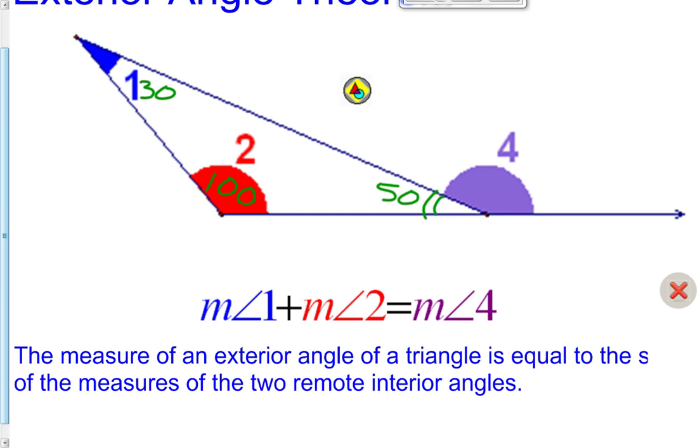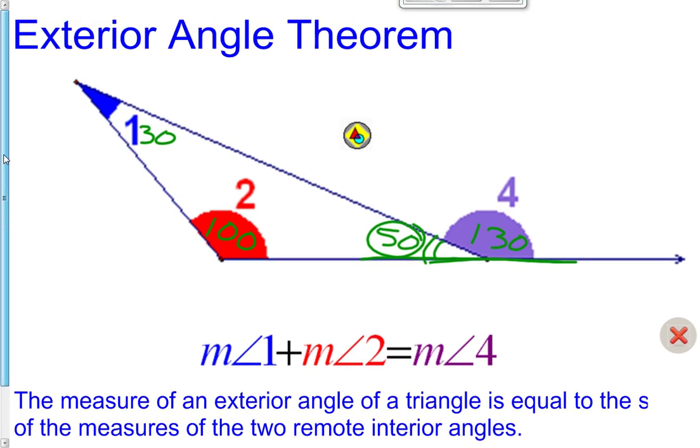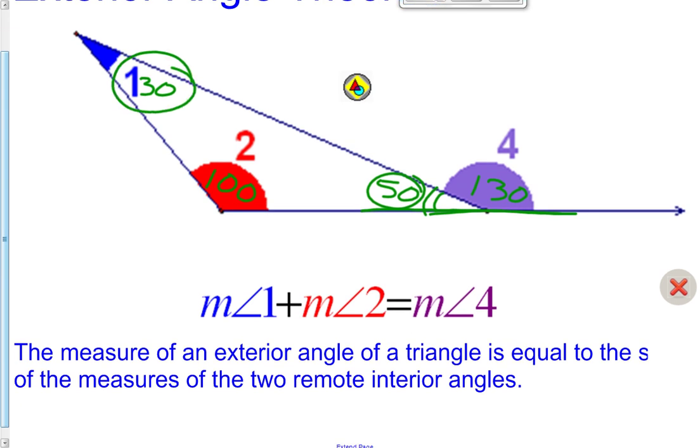And now this 50 degree angle and angle 4 form a linear pair, or it makes a line. So a line is 180 degrees. If we take 180 minus 50, we get 130 degrees. Angle 4 has to be 130. And we could also get that in a simpler way by using the exterior angle theorem, which says angle 1 plus angle 2 equals angle 4, the exterior angle. 100 plus 30 equals 130. So we'll be using that a couple times today as well.